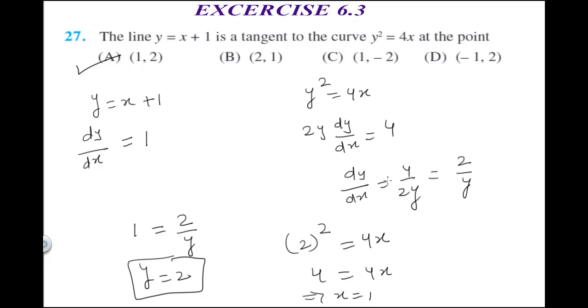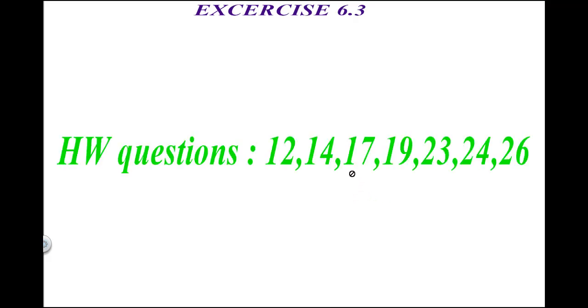So today I have explained to you in detail all the kinds of questions that are there in the exercise. So for the homework part, you are going to do these questions: question number 12, 14, 17, 19, 23, 24 and 26. Also, to add to this, I would like you to do question number 22 also. Fine. So do these questions and come up with the doubts.